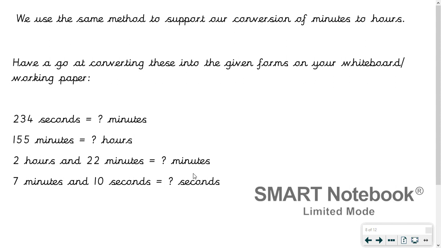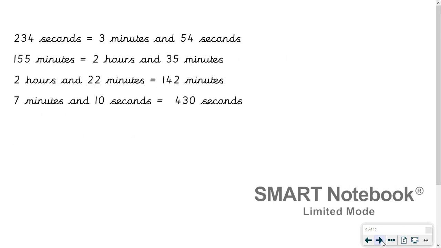Perfect, let's carry on then. So 234 seconds gave us 3 minutes and 54 seconds. 155 minutes gave us 2 hours and 35 minutes. 2 hours and 22 minutes gave us just 142 minutes. And 7 minutes and 10 seconds was 430 seconds. Hopefully, we were able to calculate those.